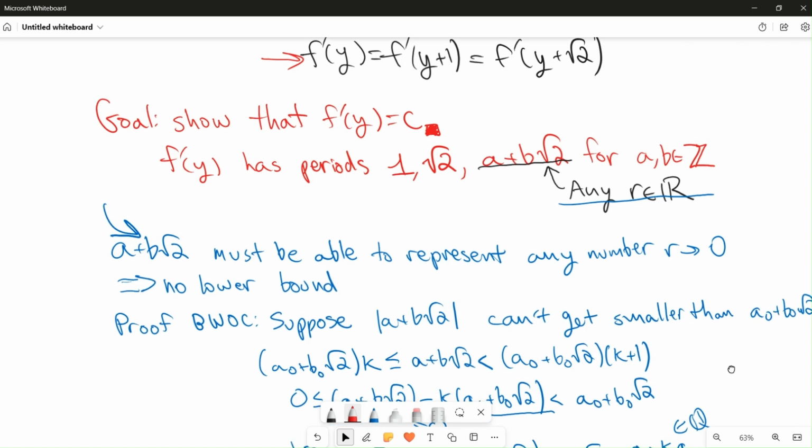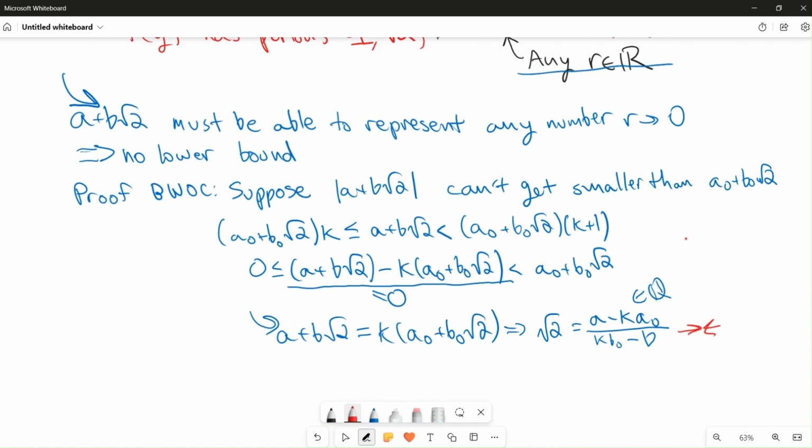I think the really interesting thing about this is that it all hinged on the fact that root 2 was irrational. For example, if the two periods were 1 and 2, right? Like, for example, we wanted numbers of the form a plus 2b, then this argument wouldn't work. There would, in fact, be a smallest possible positive number that can be realized this way. In the case of 1 and 2, this number would be 1. Therefore, f prime of y would not be periodic with every single real period, and f of y would not be a linear function.